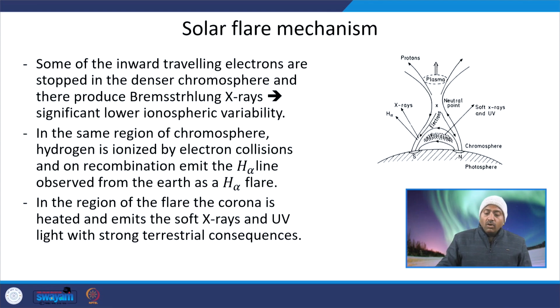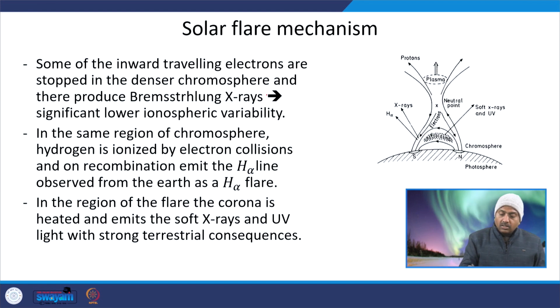So, some of the inward traveling electrons are stopped in the denser chromosphere, and they produce Bremsstrahlung X-rays, which are significant in inducing ionospheric variability. So, these are the electrons which are traveling inwards, and they are stopped by the denser chromosphere.